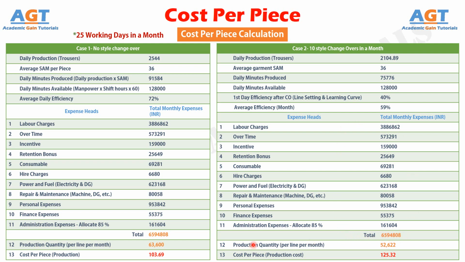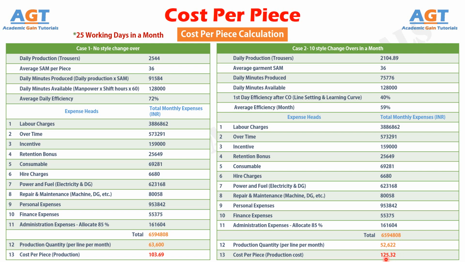But, due to changeovers between styles, there was change in line efficiency. It is obvious that after each changeover the line lost some time to achieve optimum efficiency. So the production quantity per line per month changed, and now it is 52,622 pieces per line per month. Now putting them in the formula, sum of all monthly costs or expenses, which is 6,594,808 rupees, divided by production quantity per line per month, which is 52,622 pieces per line per month.